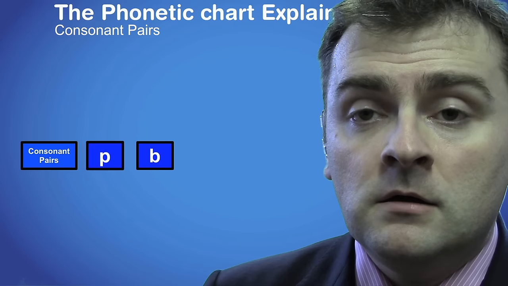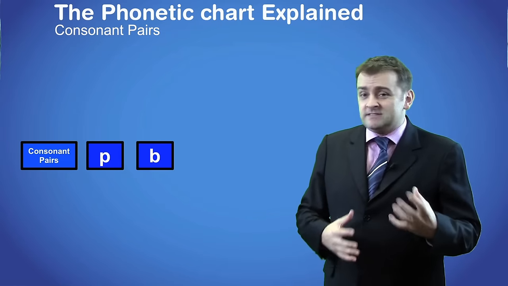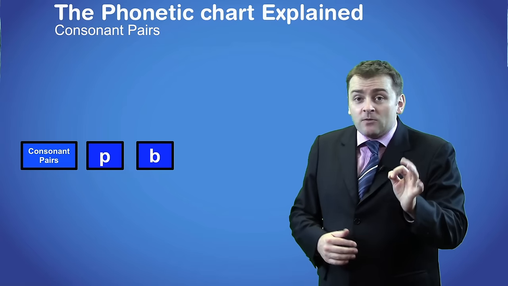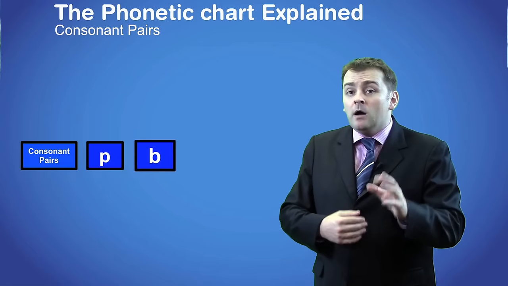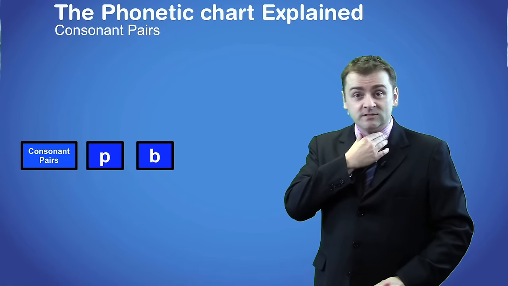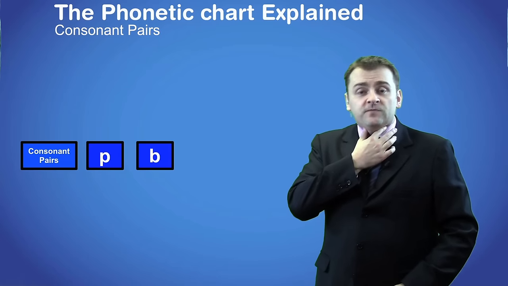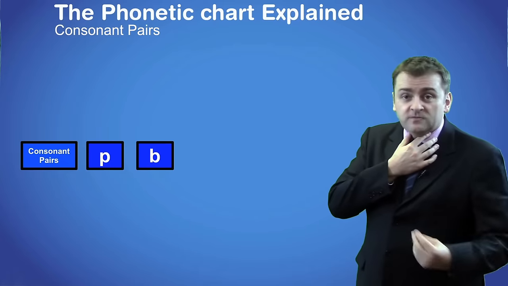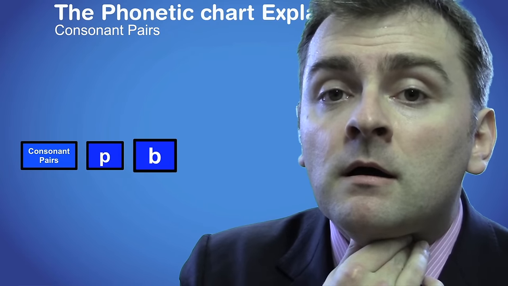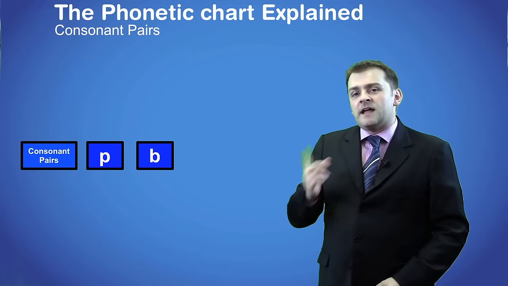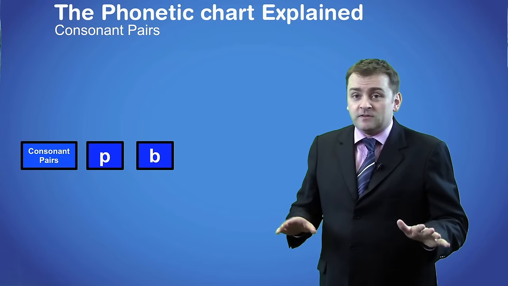P and B. The sound is very similar, and the physical shape of the mouth is almost exactly the same. The only difference is B is voiced, which means that we use our vocal cords to produce the sound. If you feel your neck when you say the sound, you should feel some vibration. B, B, B. Now, if you say P, if you say it correctly, you won't feel that vibration.